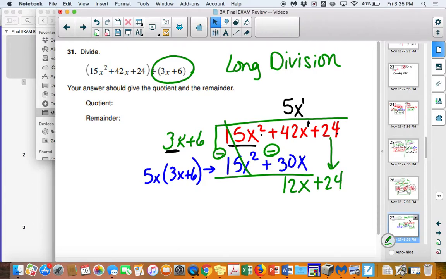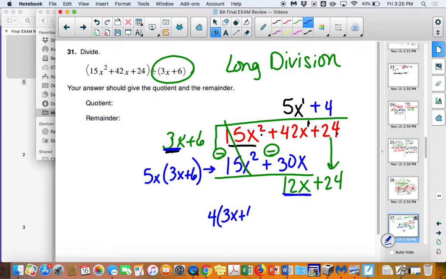Now I'm ready to start again. So start over. Look at your 3x. Look at your 12x. What do you multiply 3x by to turn it into 12x? Well, that would be a plus 4. So we're going to take 4 and we're going to multiply it times 3x plus 6. So that's going to give me 12x plus 24.